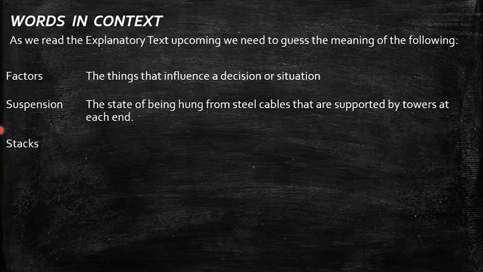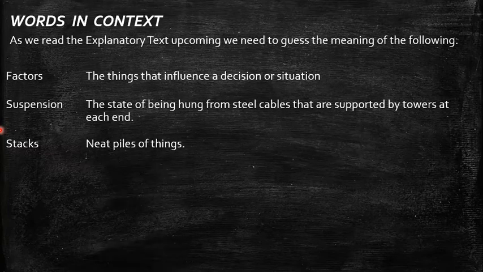The third is stacks. Now students, you might have heard this or even used this word. Stack means when we put something on top of each other. When we have three boxes and we put the first one on top of the other and then the third one on top of the second one, we have a stack of three boxes. Similarly, it's a neat pile of things. We can stack books, boxes, shoe boxes. You might have done that yourself as well.